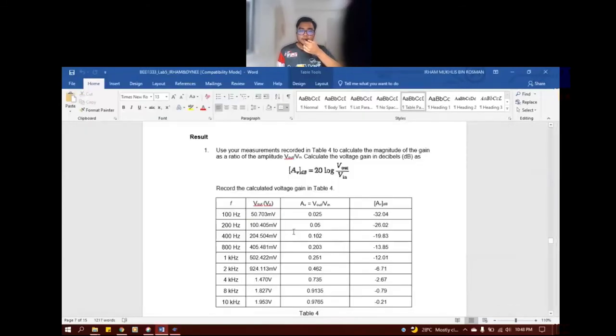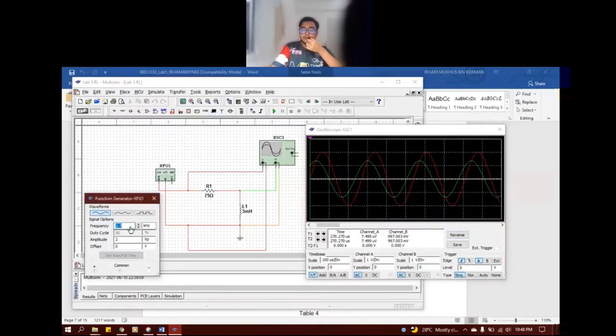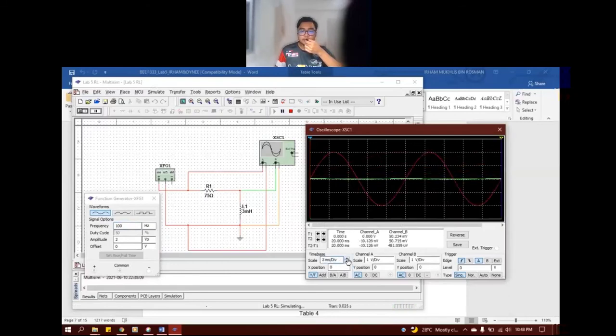For the V out at 100 Hz, this is the figure from the RL circuit. Using Multisim, we just adjust this and then run it. This is what we get.